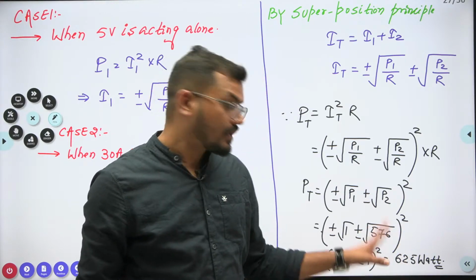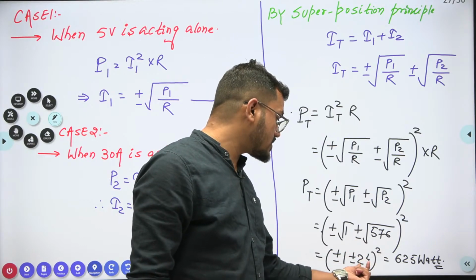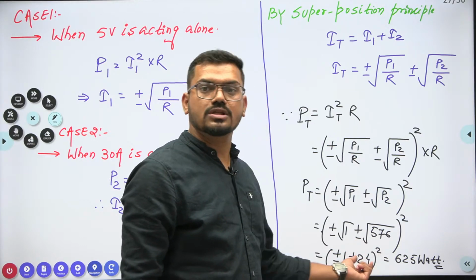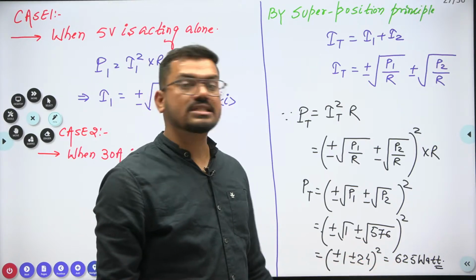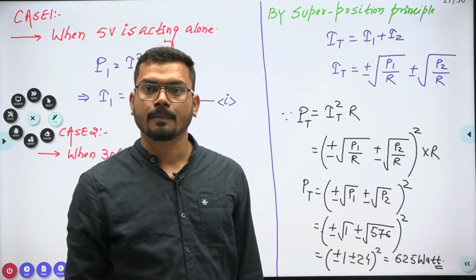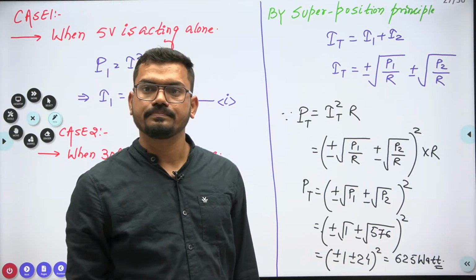Is it correct now? When it will be minimum, you just have to subtract. In this case, suppose this is 24 and this is minus 1, so this is 23, and 23 squared is what you will get. So that is the minimum power, guys. Is it clear, yes or no?